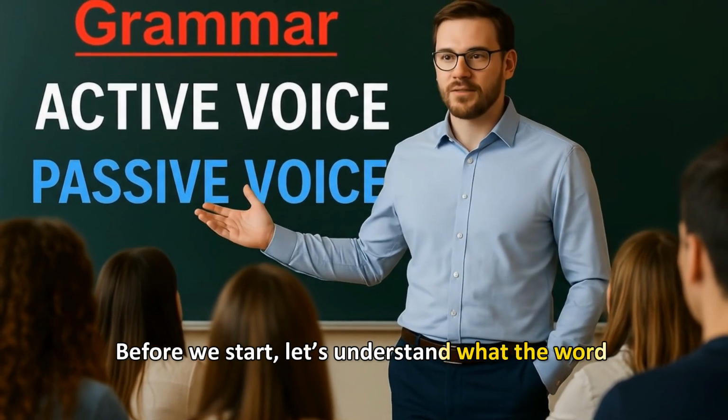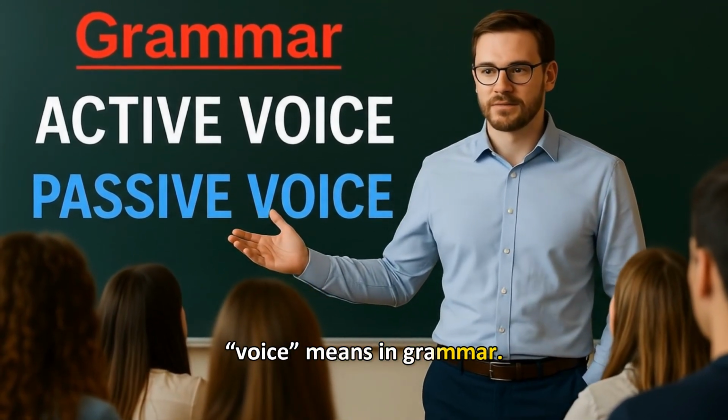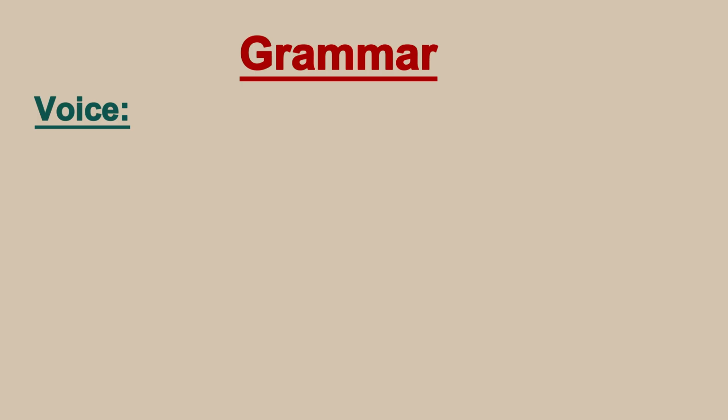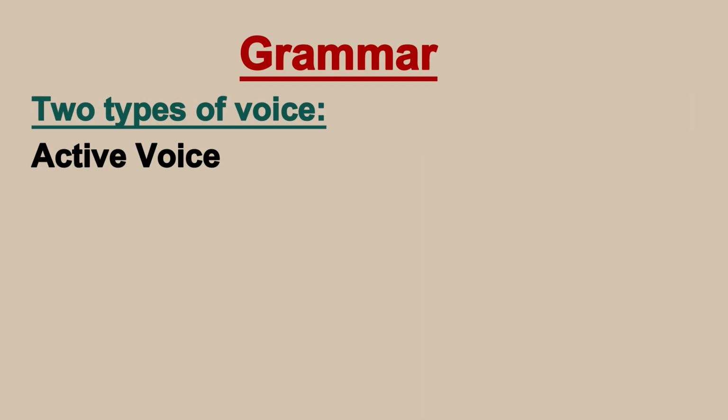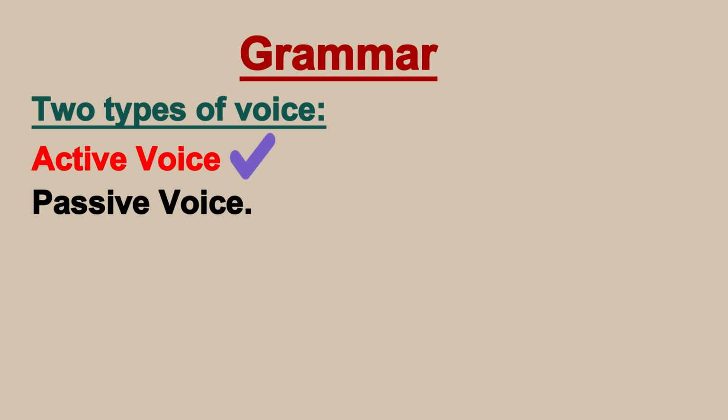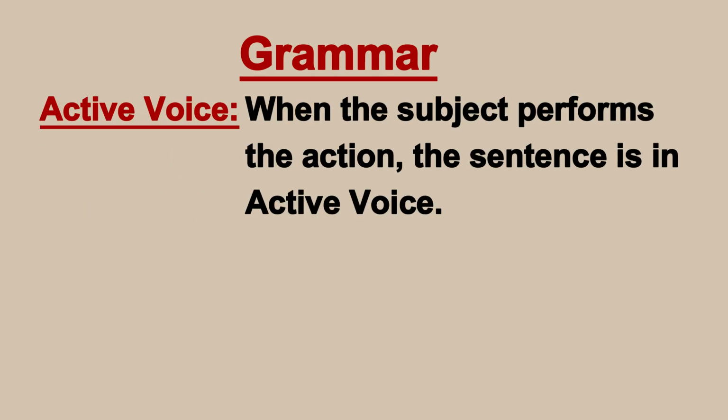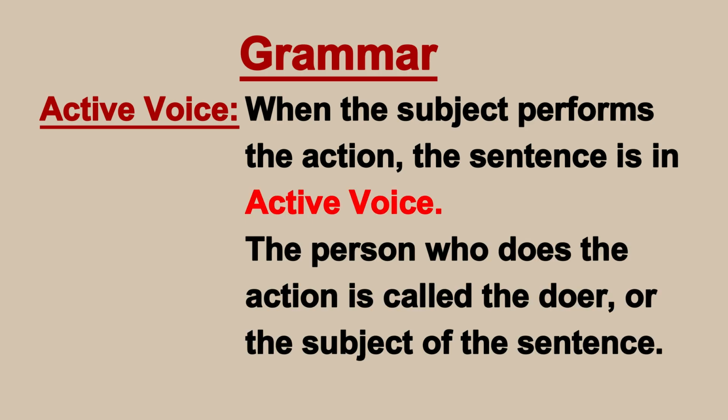Before we start, let's understand what the word voice means in grammar. In English, voice shows whether the subject of a sentence is doing the action or receiving the action. There are two types of voice, active voice and passive voice. Let's begin with active voice. When the subject performs the action, the sentence is in active voice. In simple words, the person who does the action is called the doer, or the subject of the sentence.